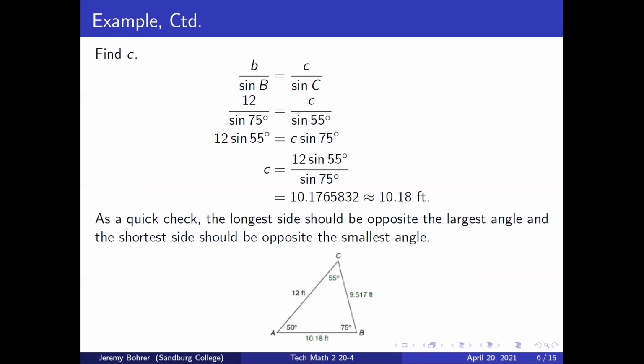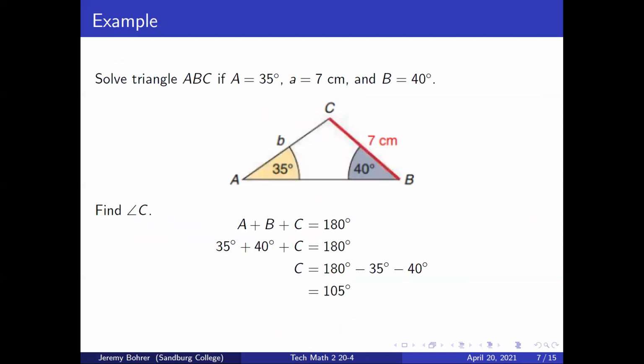Now find side c. b over sine B equals c over sine C. So 12 over sine 75 equals c over sine 55. 12 times sine 55 equals c times sine 75. So c equals 12 sine 55 over sine 75, which equals 10.1765832, or approximately 10.18 feet. As a quick check, the longest side should be opposite the largest angle and the shortest side should be opposite the smallest angle. And here is the solved triangle.